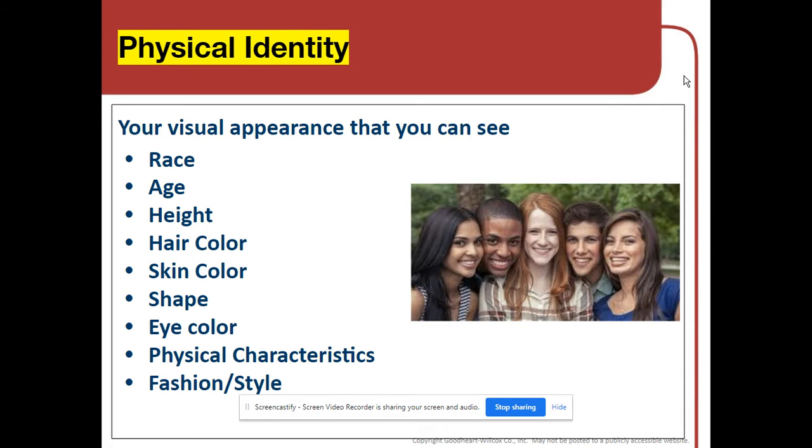So your physical identity is the visual appearance that we can see. This is what other people see when you're walking down the street or you're at school. This could be your race, age, height, hair color, skin, shape, eye color, physical characteristics, and fashion or style.